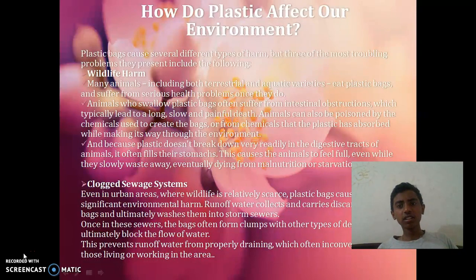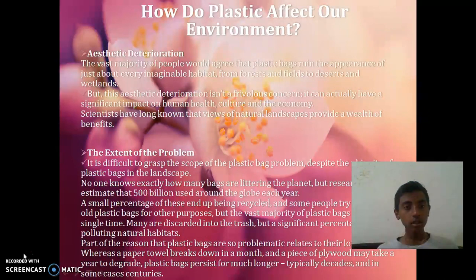How do plastics affect our environment? Plastic causes several different harms, but three of the most troubling problems are wildlife harm, clogged sewage systems, and aesthetic degradation. The extent of the problem.